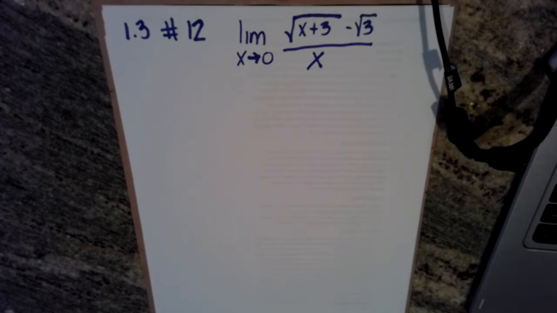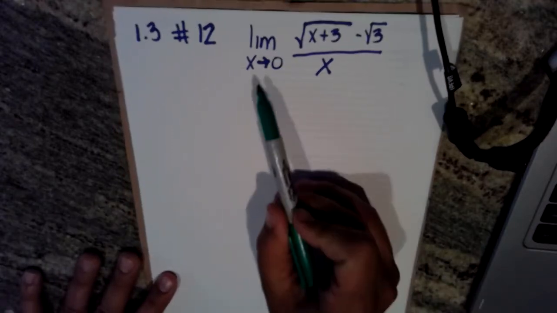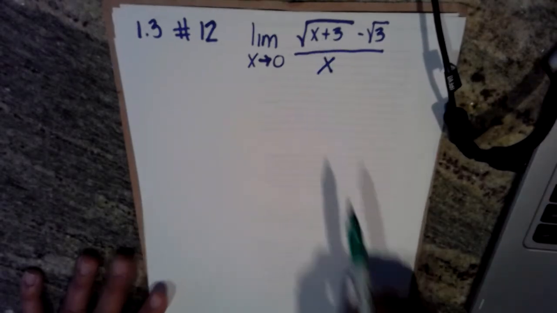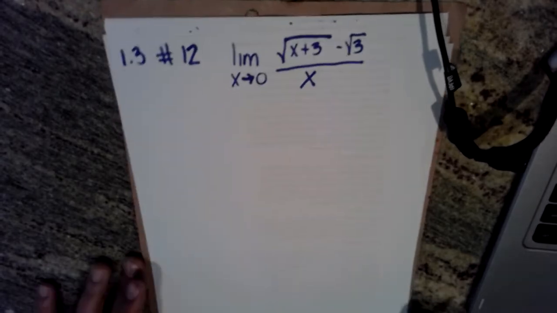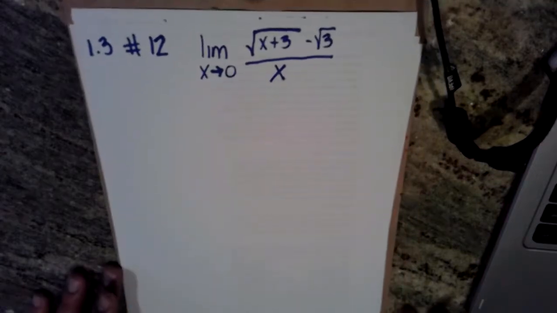We're here with number 12 from 1-3. This is a tough question because we're going to have to do some difficult algebra. Look, we can't just put 0 in for x because we're going to get 0 on the top and 0 on the bottom. We can't divide by 0. So what we have to do is this little trick that's called multiplying by the conjugate.